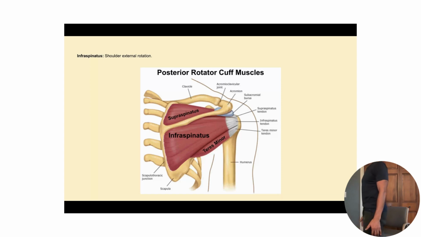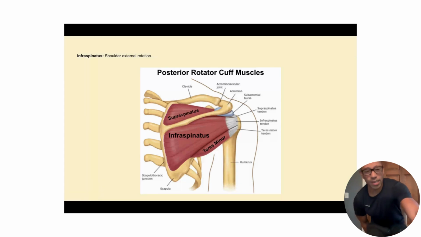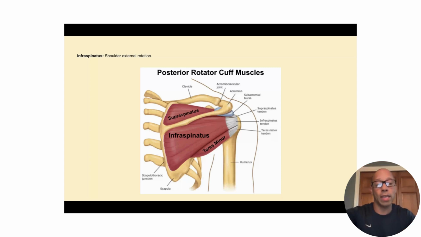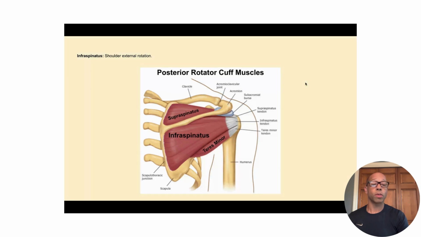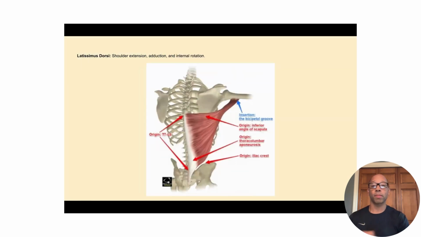Okay, so if my thumb is normally forward, I'm going to externally rotate, bringing my thumb outward and around. That's what the infraspinatus is going to do, in addition to basically keeping that shoulder stabilized, because we have muscles on the front and the back of this bone here that stabilize the shoulder. So that's shoulder external rotation for the infraspinatus.